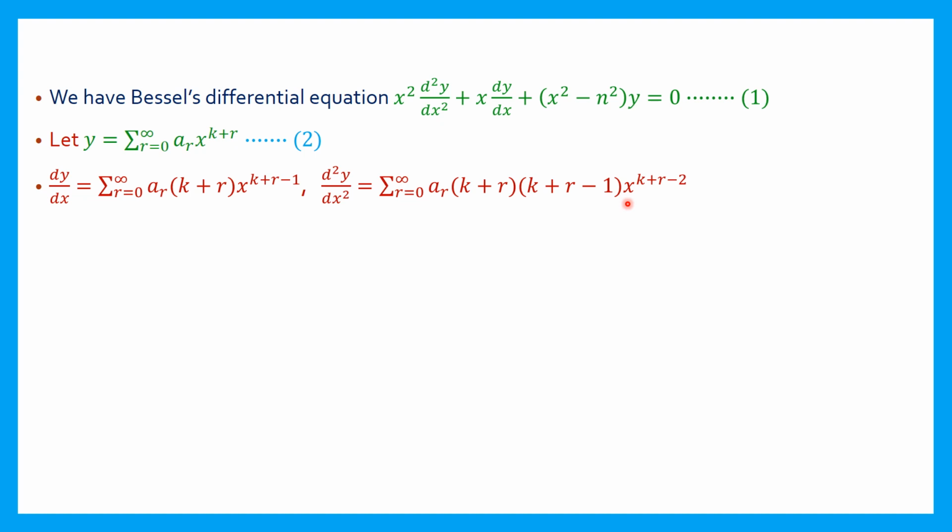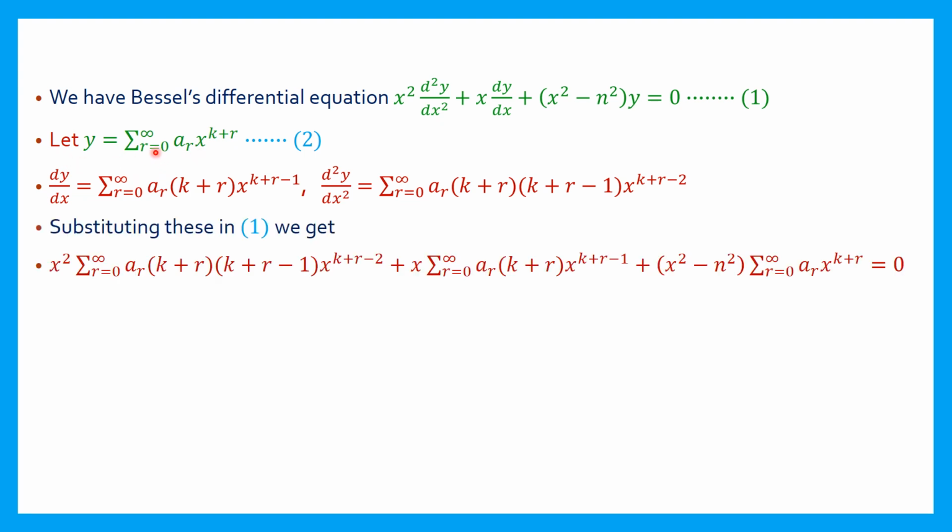Now these terms we will substitute in equation number 1. That means in the place of d square y by dx square, we will replace this expression. In the place of dy by dx, we will replace this expression. In the place of y, we will replace this equation number 2. See what happens. So we just simply replaced these expressions.